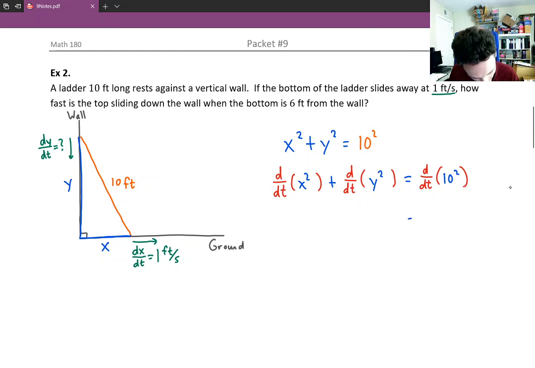Let's go ahead and write that. That's going to be 0. Now for the other ones, though, we have to use the chain rule. The derivative of x squared with respect to time, we're going to have to use a chain rule. That'll be the derivative of the outer function, leaving the inside alone, where the inside is x here, times the derivative of the inner function with respect to time, so dx dt. Same thing with the y squared.